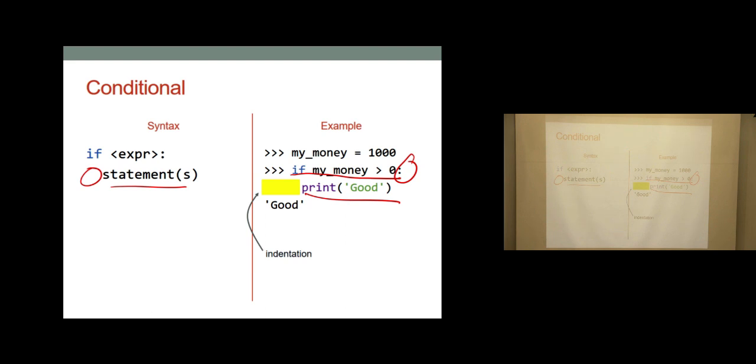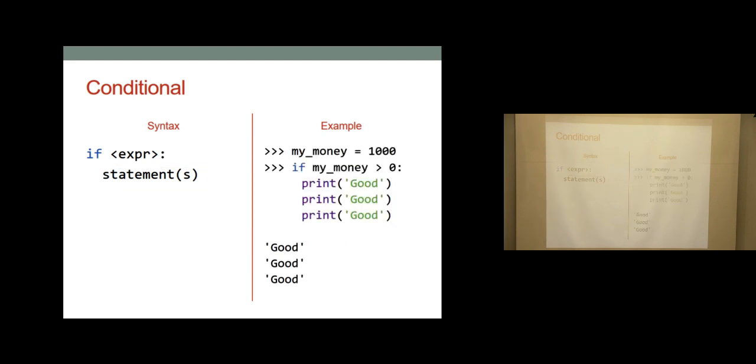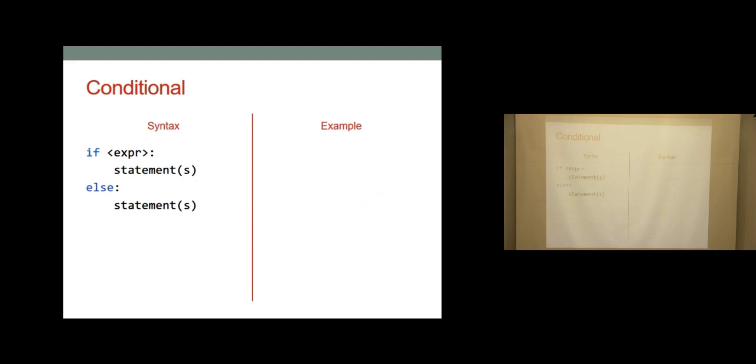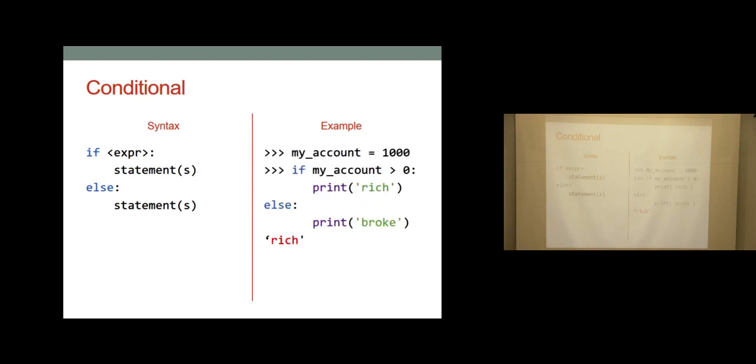And indented statements. You can have a few of them, just like a function, with all the indentation. Everything under the indentation belongs to that if condition. Then else, again. If my account is $1,000, if my account is larger than 0, I print rich, else I print broke. Because it's larger than 0, that's why I print rich. If you change my account to, let's say, -1, then it will print broke instead. So that's the else statement of Python.